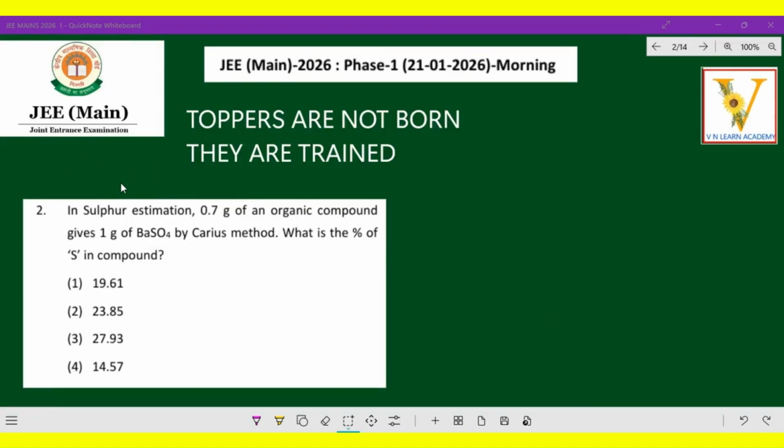The next question: in sulfur estimation, 0.7 gram of an organic compound gives 1 gram of barium sulfate by Carius method. What is the percentage of sulfur in the compound? It is actually a very interesting and important question.